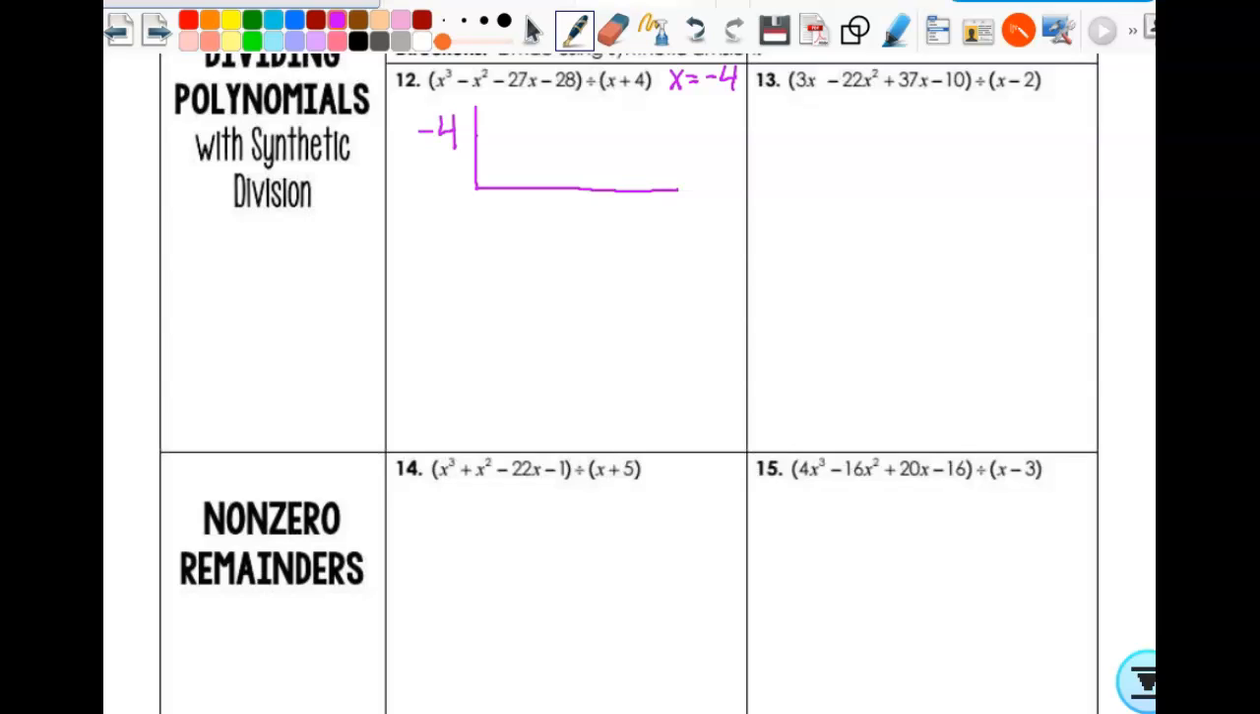Then what goes inside the house, on the other side of that negative 4, is just the coefficients of the polynomial. So I'll put a 1, a negative 1, a negative 27, and a negative 28. This was x cubed, so you should have 4 coefficients in there. You always have 1 more than whatever the exponent is. Then you put another little upside down house under that last one, which somebody last period said is like the basement. So it is. You put the basement in there. Okay. All right, everybody good with the setup?